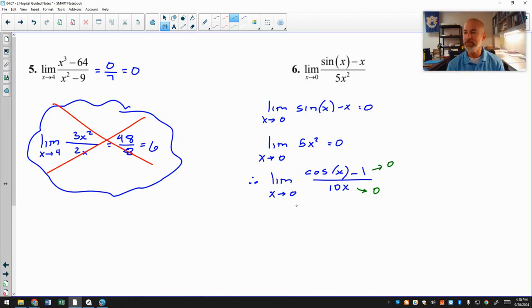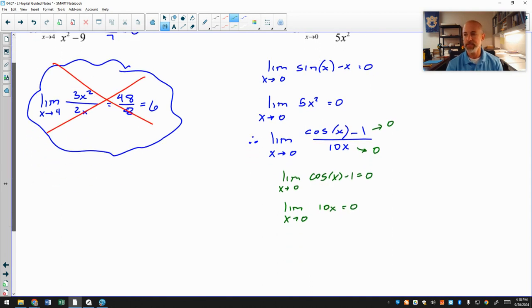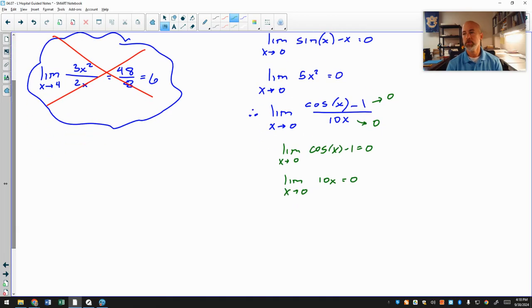So this is a little bit of an evil problem because now, because I'm about to use L'Hopital's rule, I have to establish numerator and denominator approach 0 independently. So I once again, limit as x approaches 0, cosine of x minus 1, cosine of 0 minus 1 is 0. Check out that denominator. X approaches 0 of 10x. Well, 10 times 0 is 0. Therefore, once again, we can apply L'Hopital's rule. Therefore, we will have the limit as x goes to 0 of the derivative of cosine x minus 1, that's negative sine x, over the derivative of 10x, which is 10.